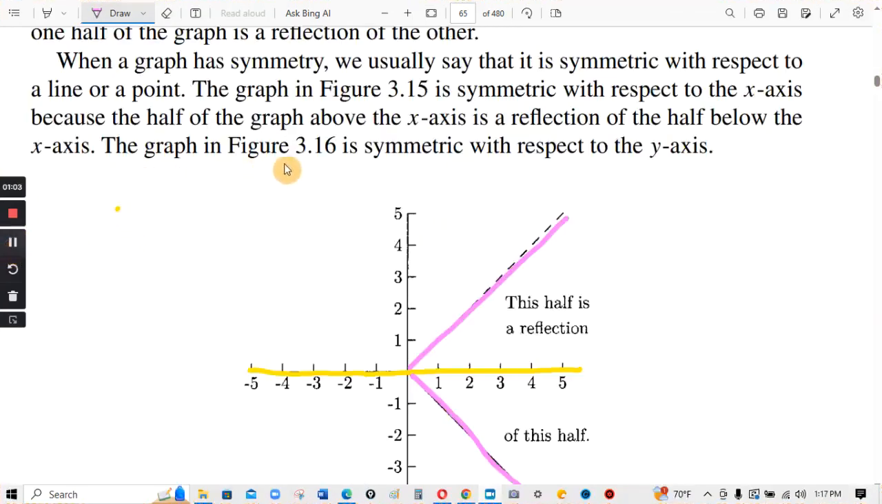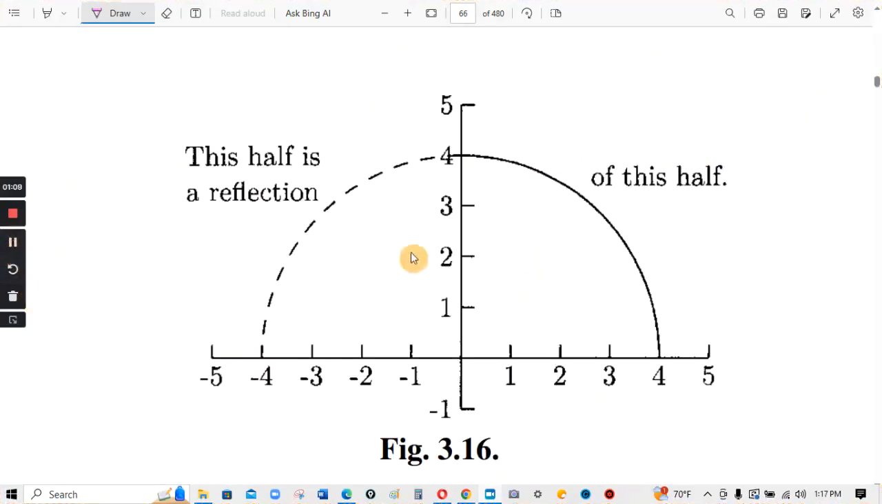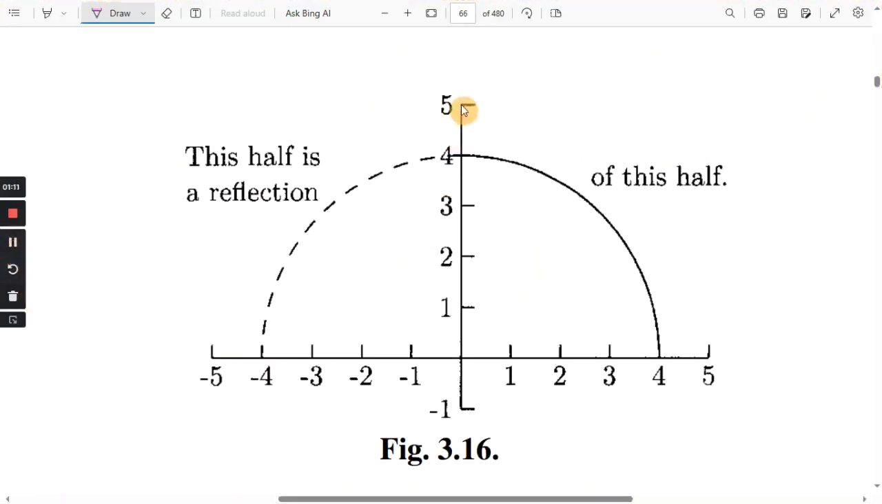The graph in figure 316 is symmetric with respect to the y-axis. Let's take a look. Right here, the up-down portion is the y-axis. And this acts as a mirror. And you can see here, if you look at this half of the graph, it is a reflection of this half of the graph. And vice versa. They are mirror images of each other.